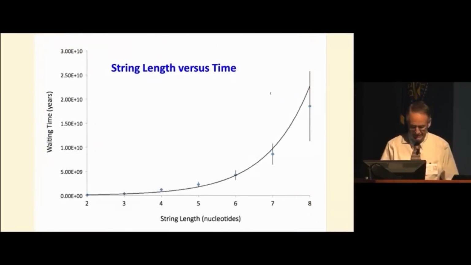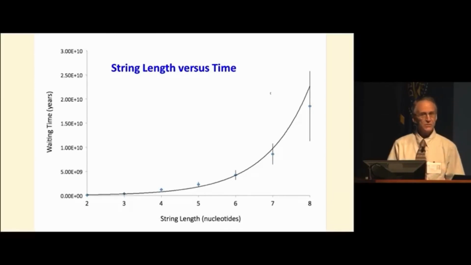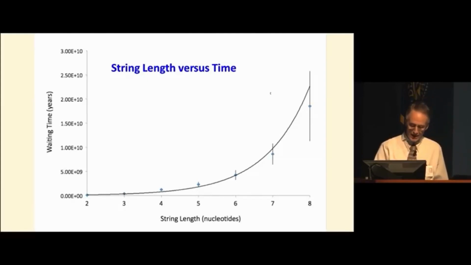So it turns out that here we have a graph where this is the string length. A string of 2 would be a dinucleotide where you can change 2 letters, 3 up to 8. So really small genetic words, so to speak. And on this scale, we have time. And you'll notice it's being measured in billions of years. Well, what's with that? So let's just walk through this and we'll try to understand why the waiting time is so long.